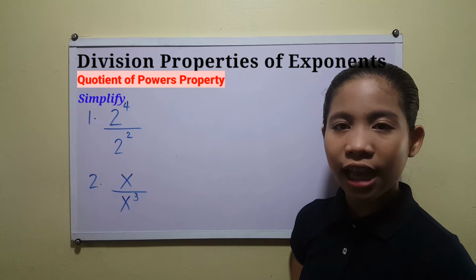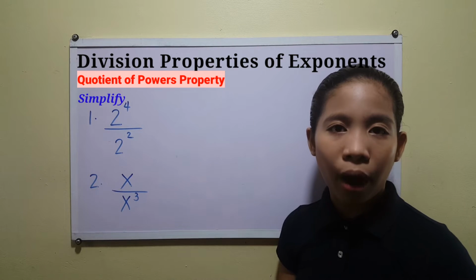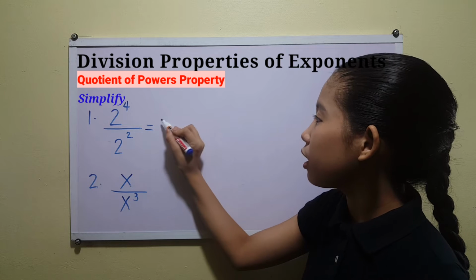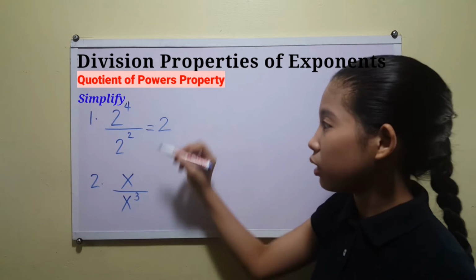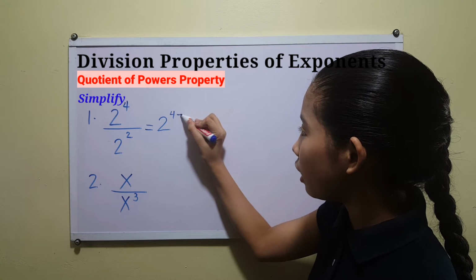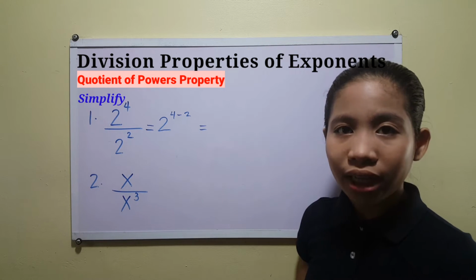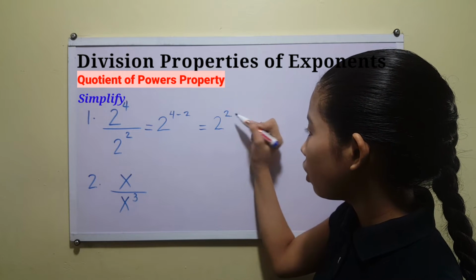For our first example, we have 2 to the power of 4 divided by 2 to the power of 2. First thing that we're going to do is to copy the base, which is 2. And then subtract the exponents. We have 4 minus 2. Now let us simplify. 4 minus 2 is 2. So our answer is 2 to the power of 2.